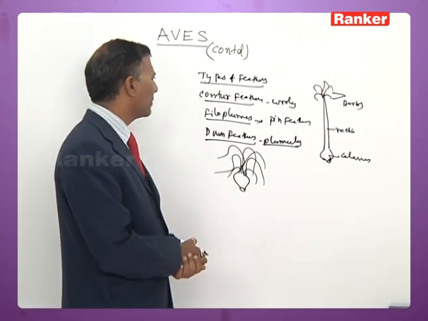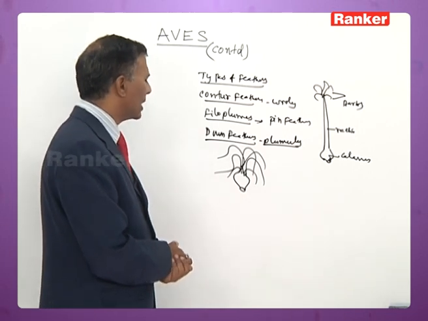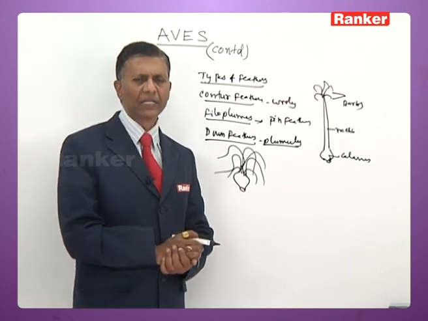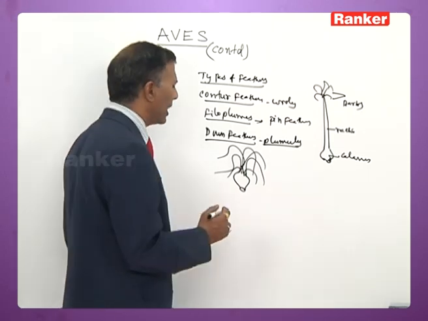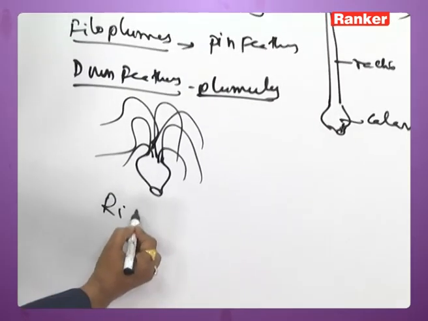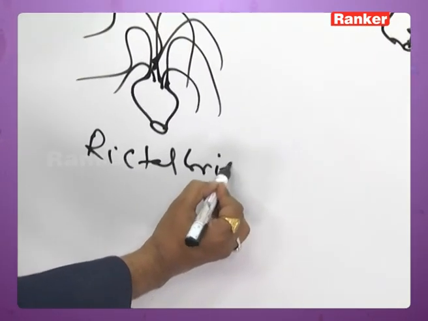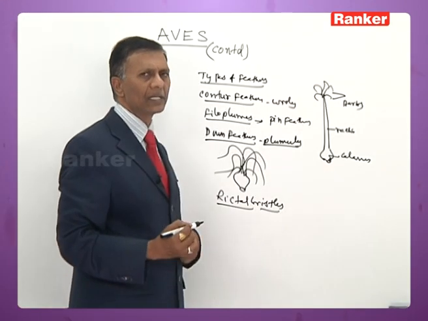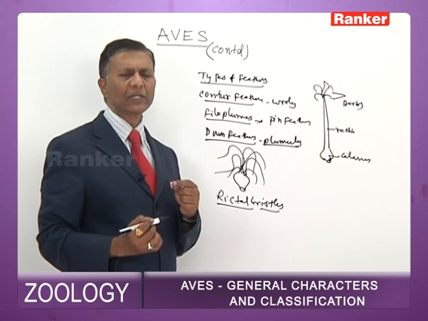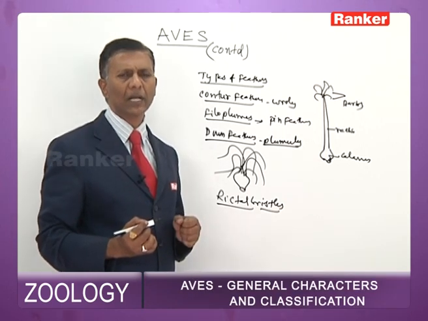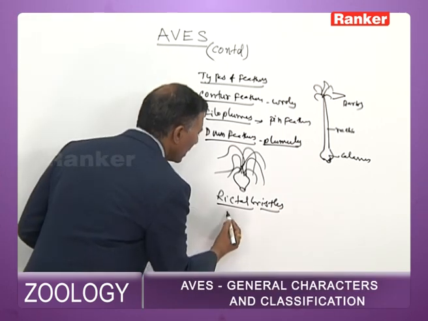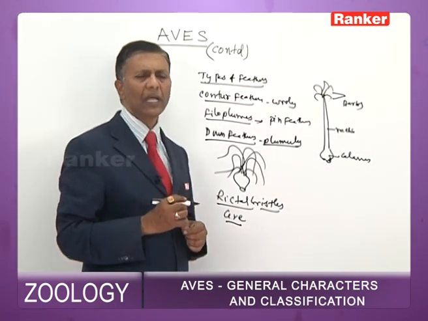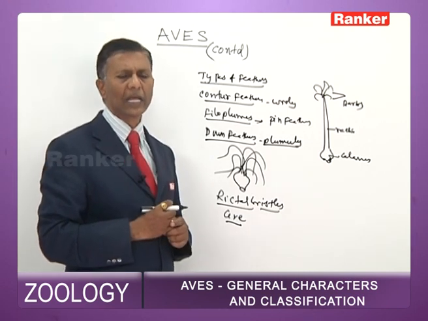So like that you have contour feathers, phyloplumes, down feathers, and the feathers present at the base of the beak are called rictal bristles. The feathers which are present around the nasal chambers are called seri, which are olfactory in function. The hair-like feathers present around the nasal chambers are called seri.